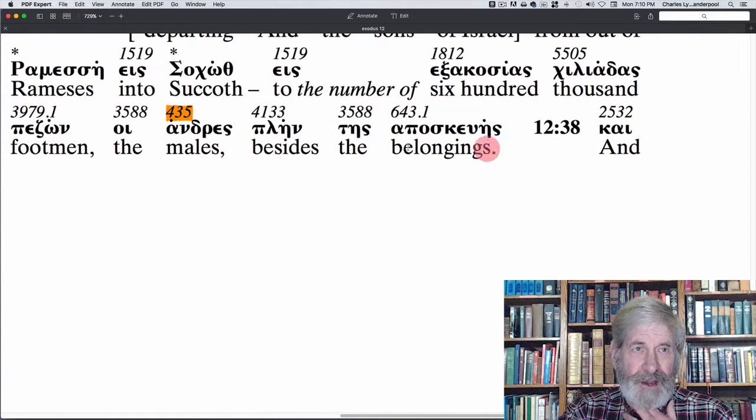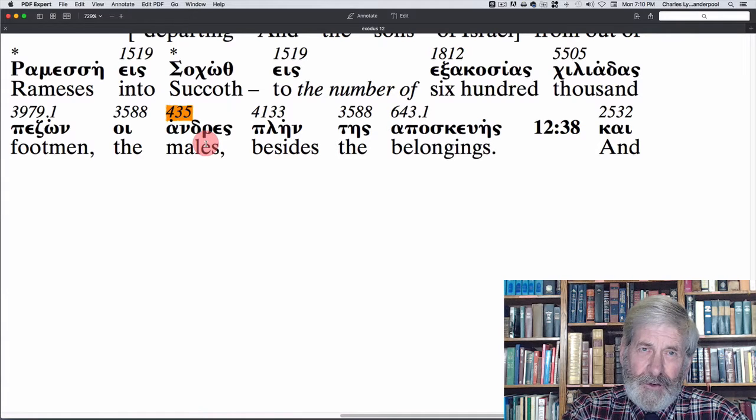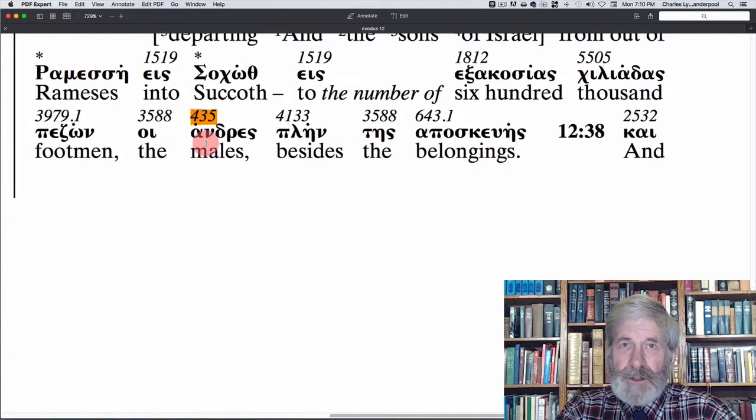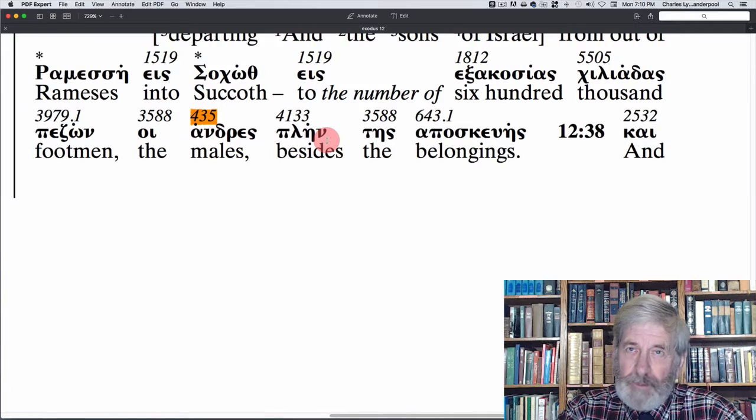So if there's 600,000 footmen, males, I would imagine there's another 600,000 females. And then slaves, kids, I mean, it might be well over a million people. So let's just say a million people. It's going to be more than that.